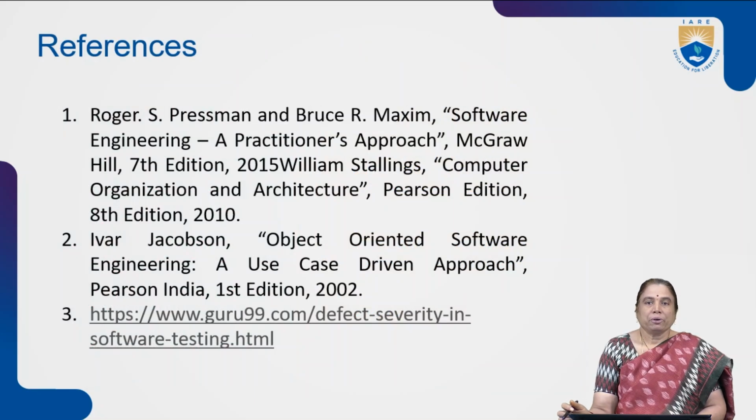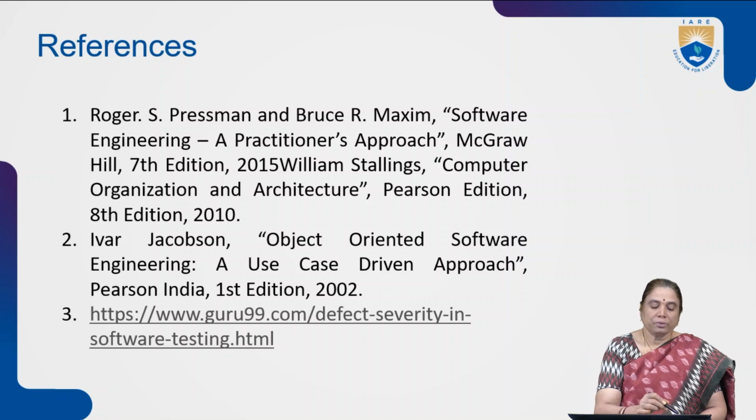So in this video, I discussed what the levels of testing are, with more focus on system testing and the types of system testing, what user acceptance testing is, and the two approaches of user acceptance testing, alpha testing and beta testing. The references used in this video are listed here.